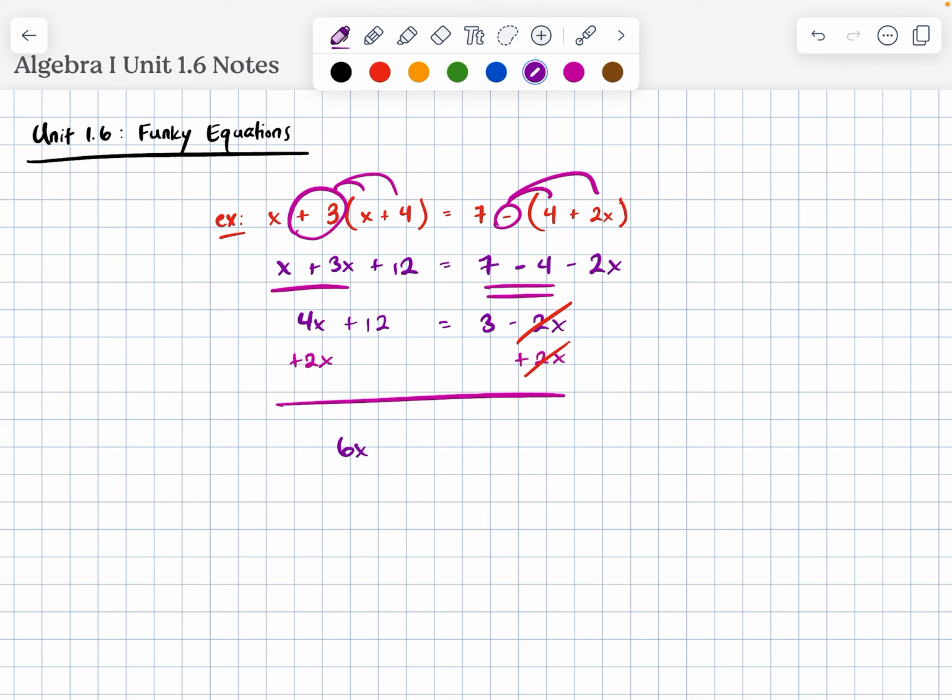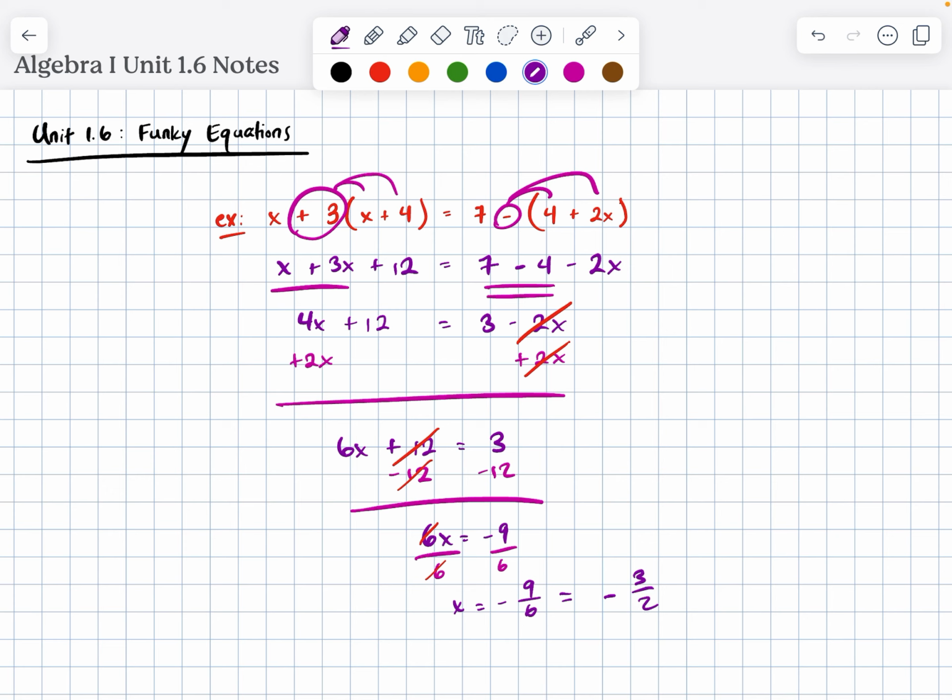On the right side, negative 2x and plus 2x, these friends undo each other. 4x plus 2x becomes 6x plus 12 equals 3. Now I want to isolate x. Well, let's subtract 12 from both sides, our reverse order of operations. Plus 12 minus 12, these guys go away. 6x equals negative 9. Last thing between me and freedom, let's divide both sides by 6. On the left, 6 over 6, these undo each other. X equals negative 9 over 6, and I'm done.